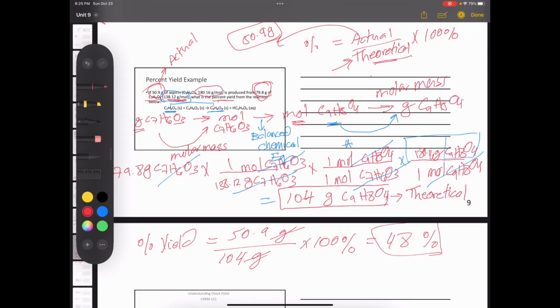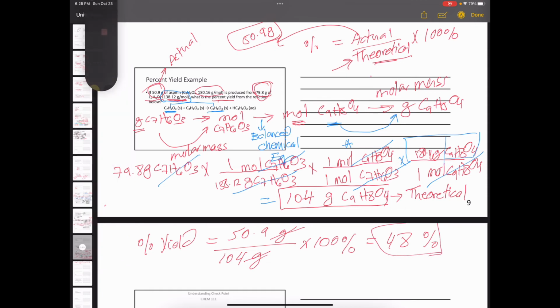If they are able to get 50% as actual in the reaction. Okay, so this is how we calculate percent yield.